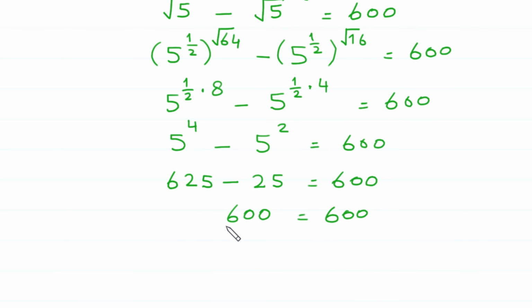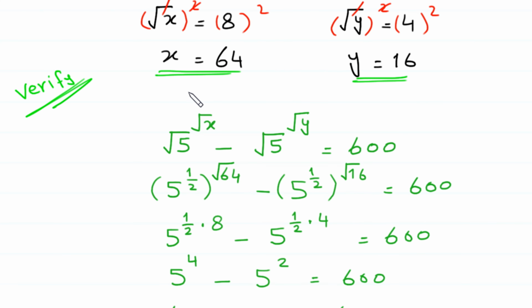From here you can see that the left hand side is equal to the right hand side. So it is proved that the value of x 64 is correct and the value of y 16 is correct.